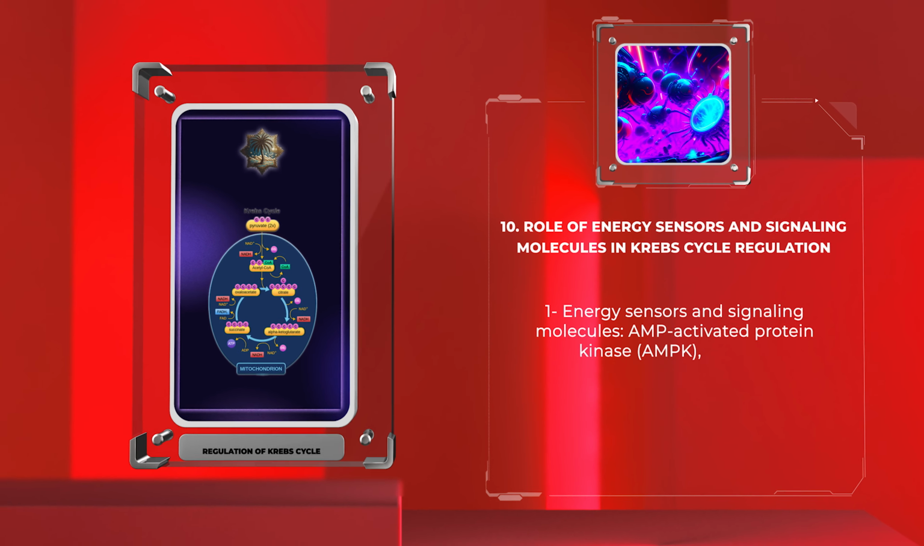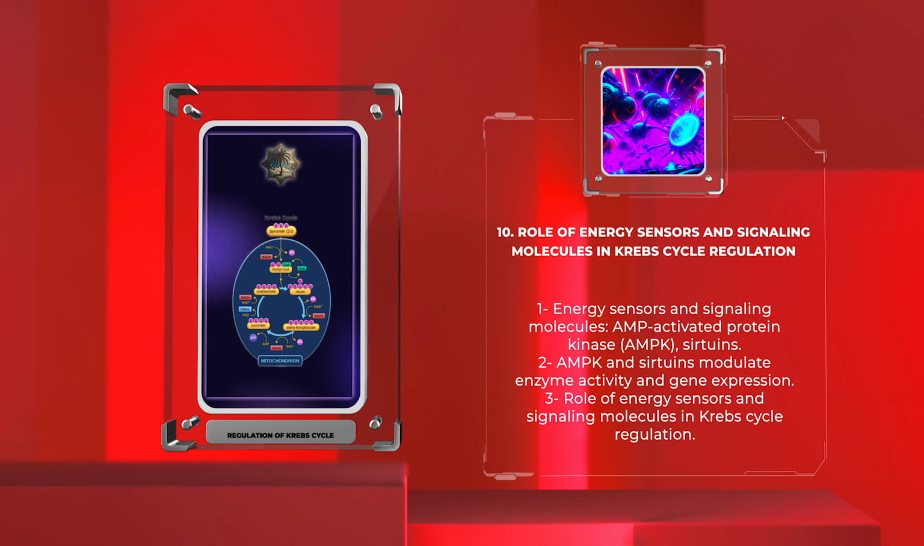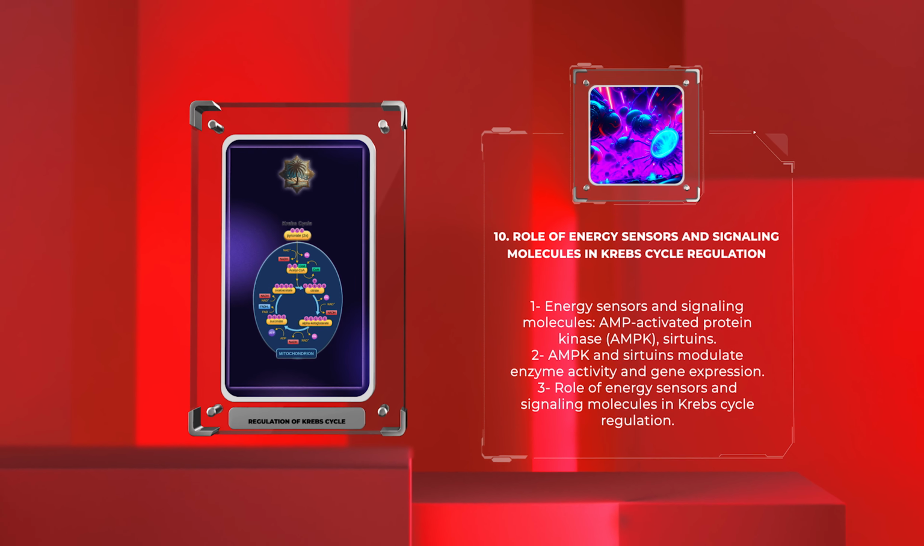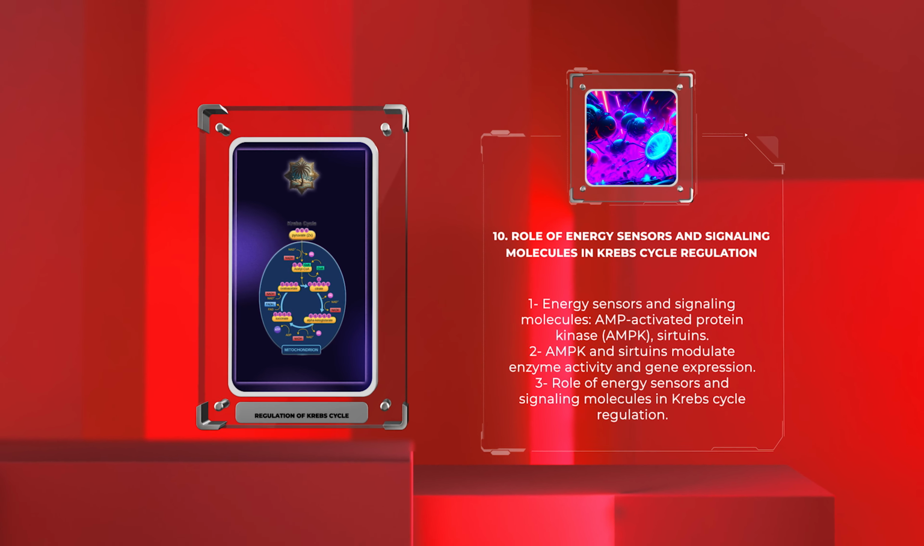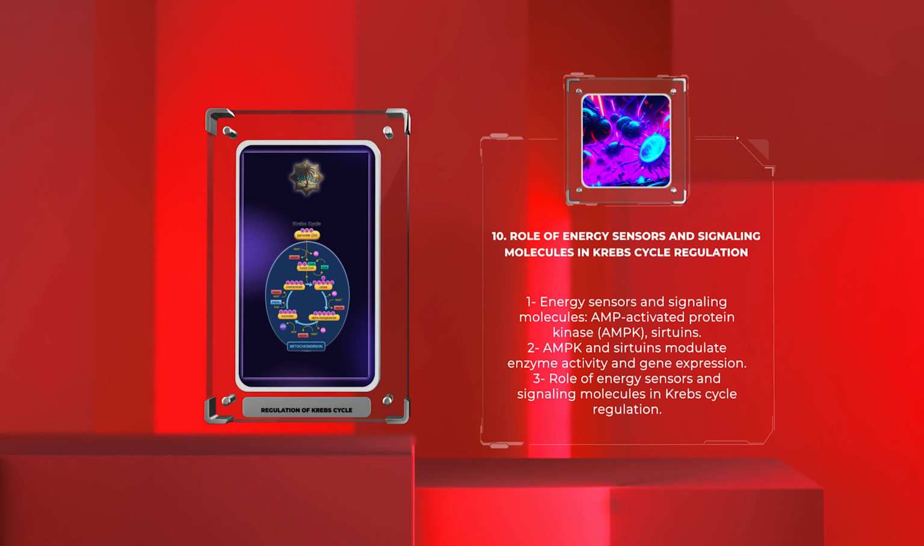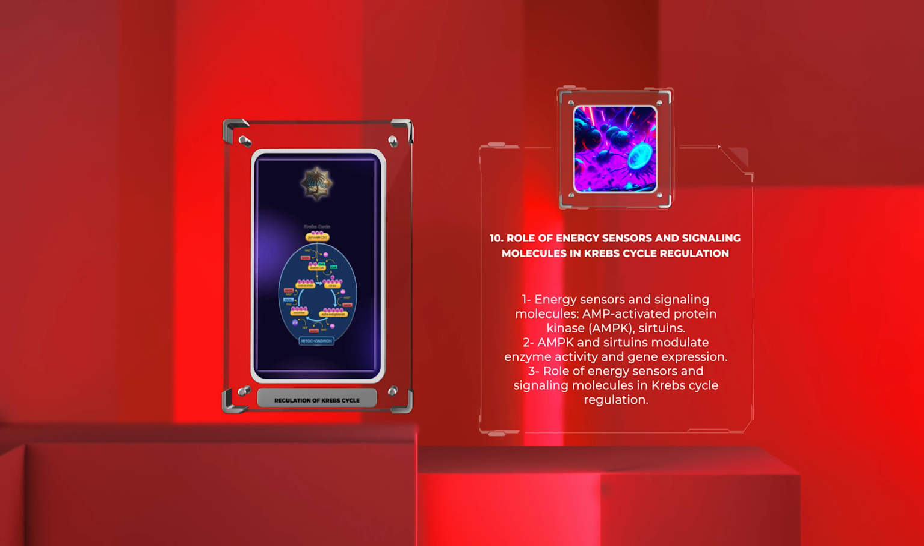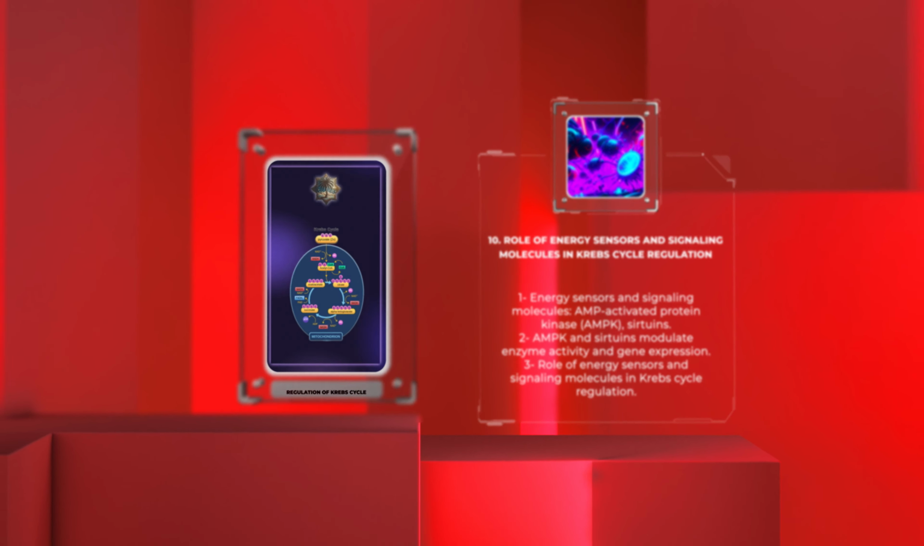Energy sensors and signaling molecules, such as AMP-activated protein kinase, AMPK, and sirtuins, play important roles in Krebs cycle regulation. These molecules sense and respond to cellular energy levels and metabolic demands, modulating enzyme activity and gene expression to optimize energy production, metabolic flexibility, and maintain cellular homeostasis.